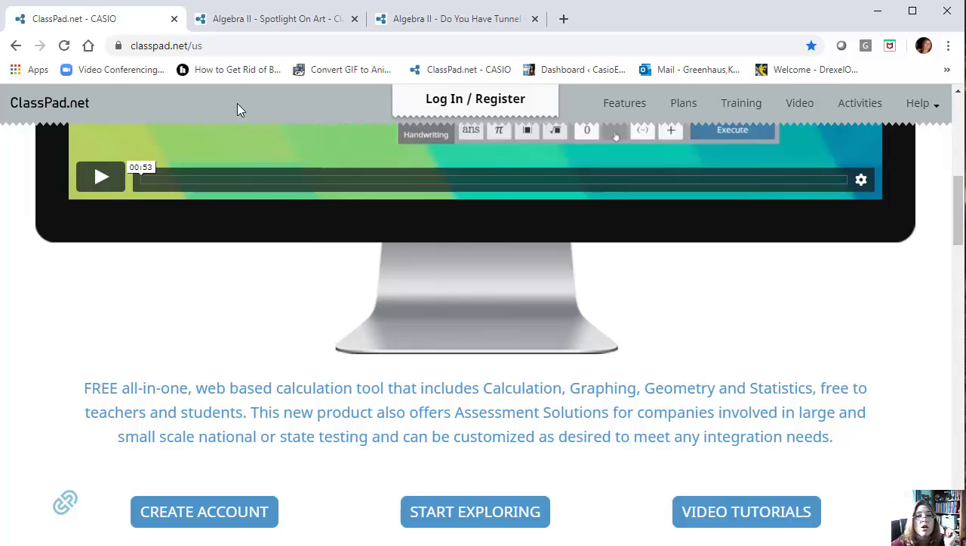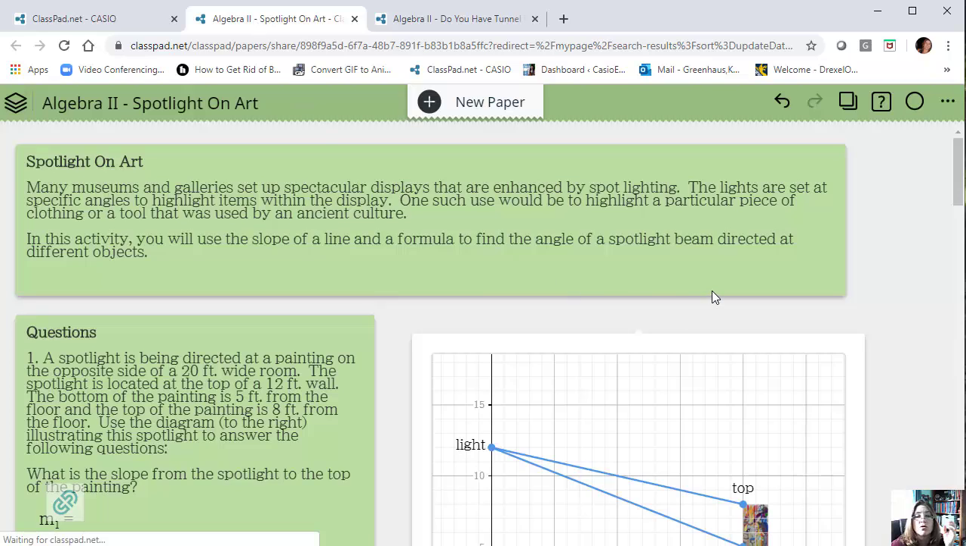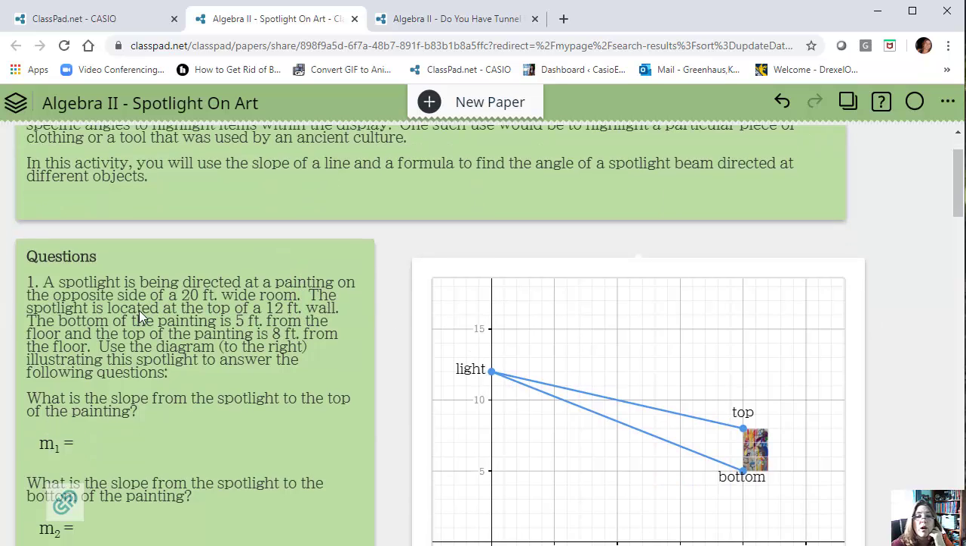So the first activity is about where to set a spotlight in an art gallery, basically. There are some descriptions of the room and where everything is. It's a room that's 20 feet wide with a 12-foot high wall. The bottom of the painting is where the spotlight's hitting, and then there's a top of the painting. Basically, they're being asked to find what angle we need to set the light at if these are the parameters that we want.